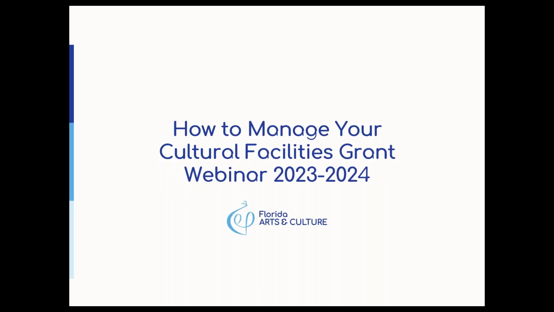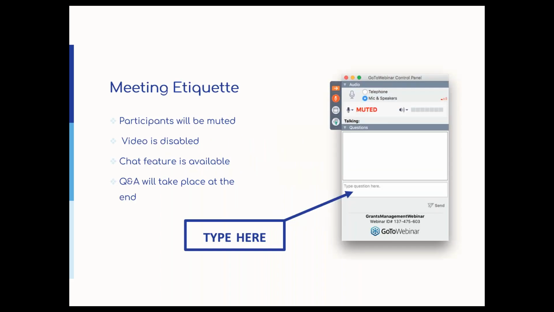I am Terry Abstein. I'm the Contracts and Grants Manager for the division. And today we are going to talk about all things cultural facilities. We're going to talk about the timeline and then how to do all of the things that you need to know how to do.